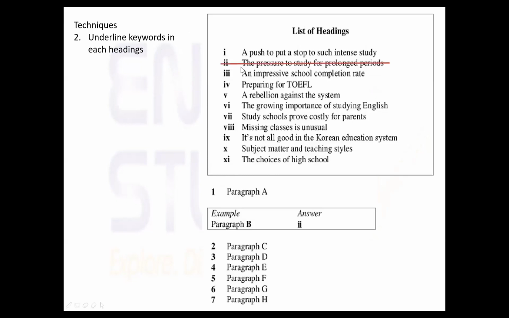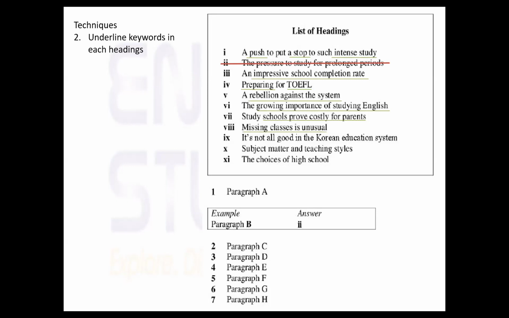For example, for the second heading, we already have that as an example for paragraph B. So the first heading is a push. Here we underline the keywords. A push to stop such intense study. And then the third one is impressive school completion rate. The next, preparing for TOEFL. Rebellion against the system. 6, growing importance of studying English. 7, schools prove costly for parents.